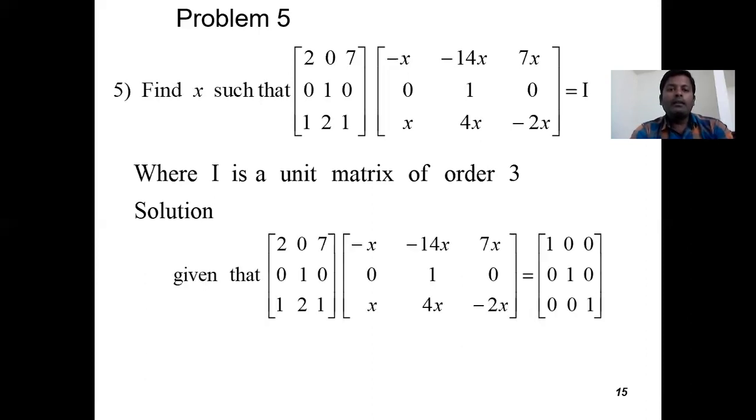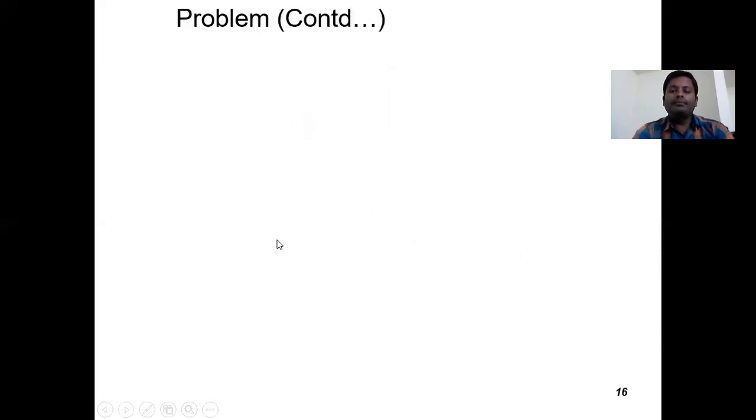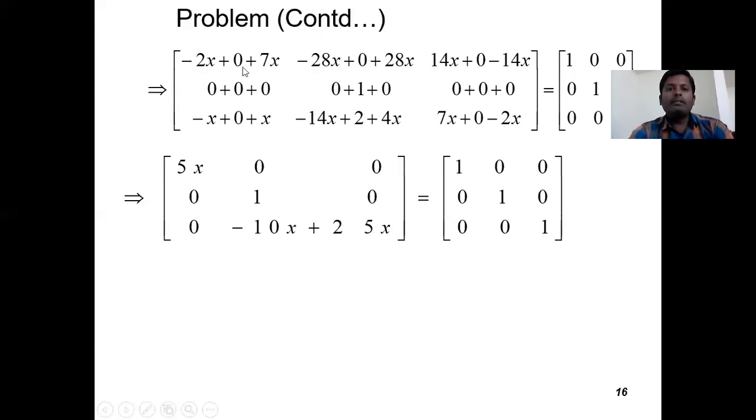How can we find this one? Given 2 0 7, 0 1 0, and 1 2 1, and minus x, 14x, 7x, 0 1 0, x, 4x, minus 2x. We know that the identity matrix of 3 by 3 is 1 0 0, 0 1 0, 0 0 1. Now we do the multiplication of the two matrices. We get minus 2x plus 0 plus 7x, and in the same way, minus 28x plus 0 plus 28x. The total result is equated to the identity matrix.